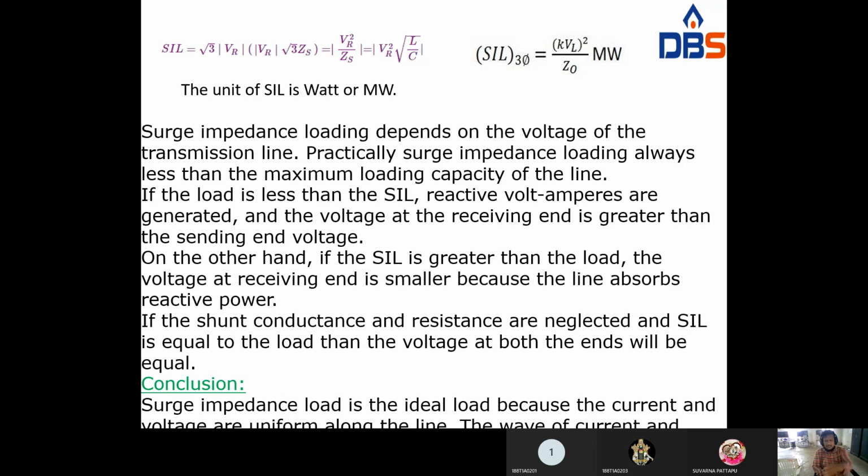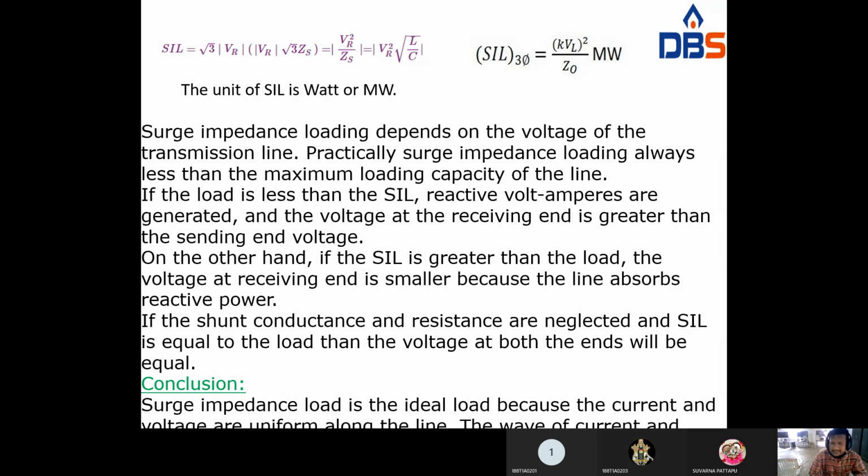It is very, very important for competitive examinations, the GATE examination, and the JN2 examination also. These two questions will be asked for 10 marks: explain surge impedance and surge impedance loading, right? Surge impedance loading is nothing but the power delivered by the transmission line at a surge impedance value.